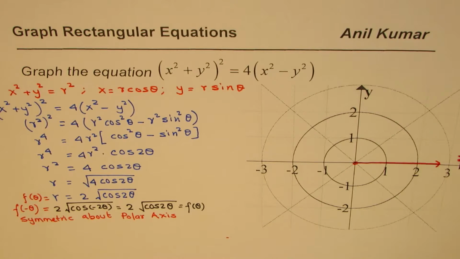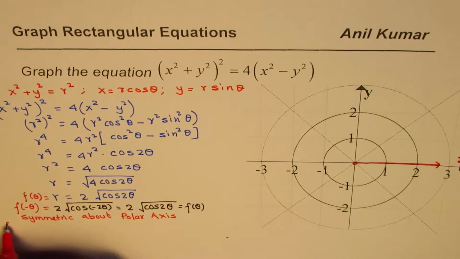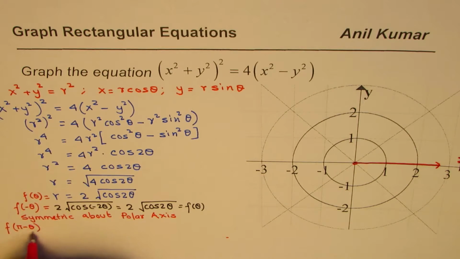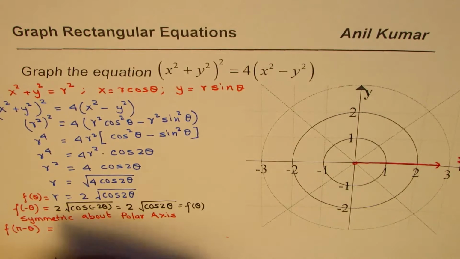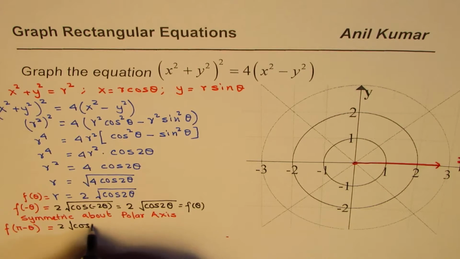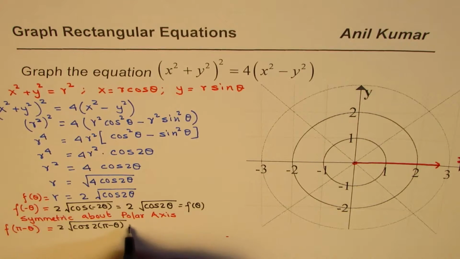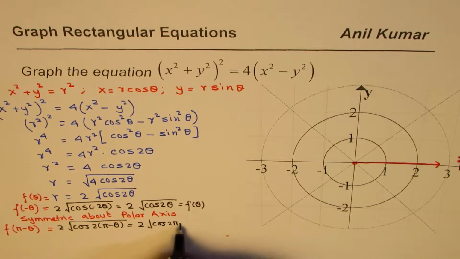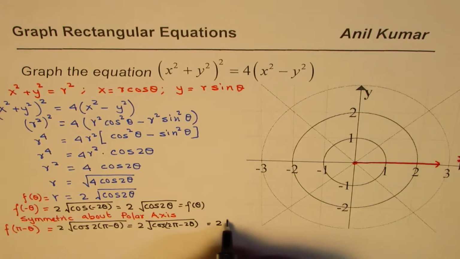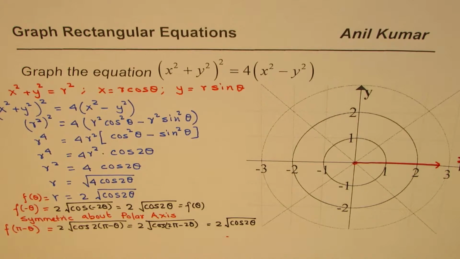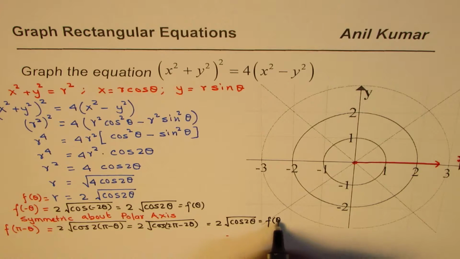Now let's look into it further. If I check the value for f(π − θ), what do I get? For f(π − θ), we will get 2√(cos 2(π − θ)), right? So that is, replace this θ with π − θ, and that gives us 2√(cos(2π − 2θ)), is it okay? And this is equal to, again, √(cos 2θ). So this is also equal to f(θ), right?